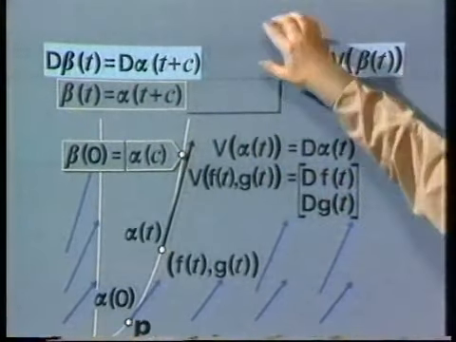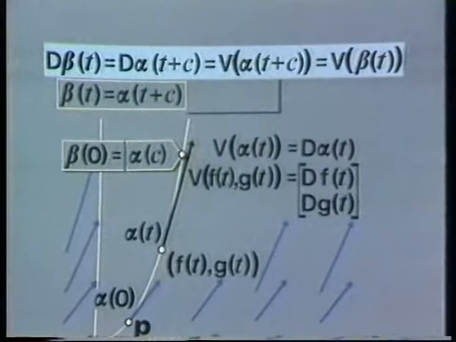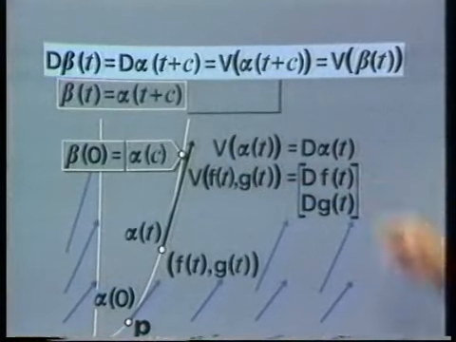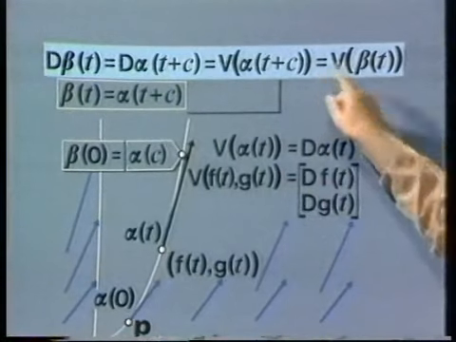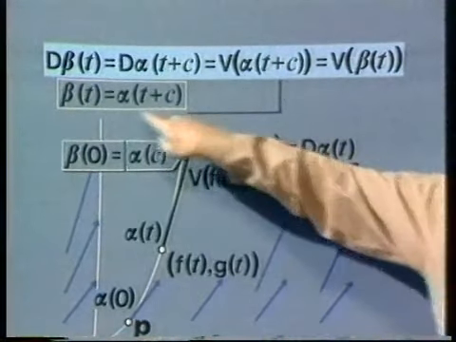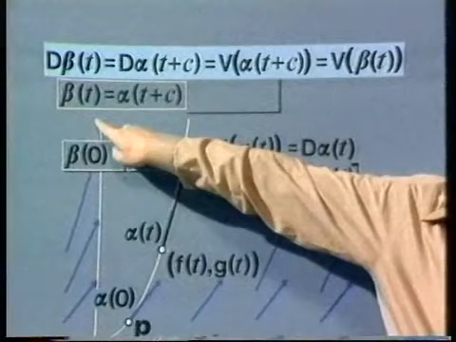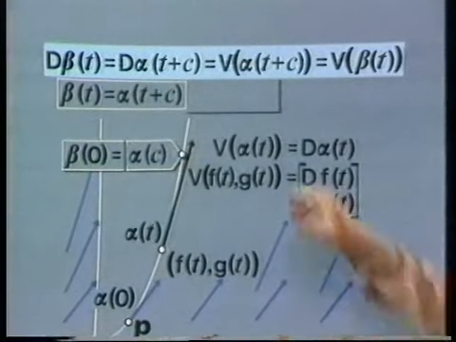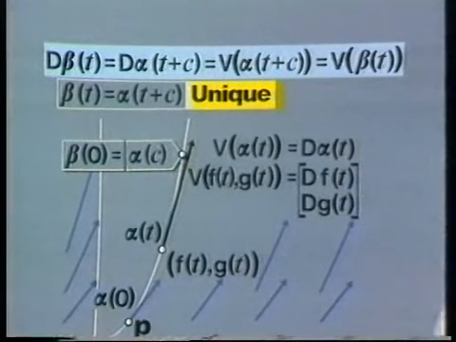And we know that that's equal to v at alpha of t plus c because this equality holds for all values of t. And finally, this last equality here holds because alpha of t plus c is equal to beta of t. So beta is a flow function, and by the uniqueness part of our theorem, it's the only flow function starting at alpha of c.